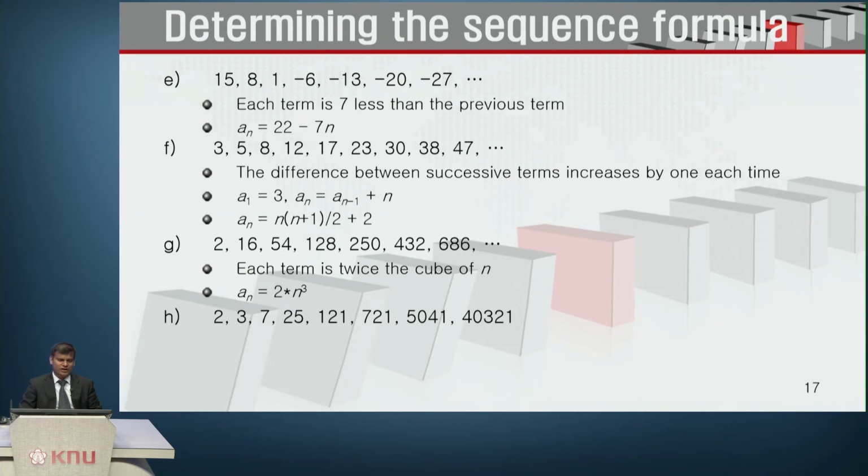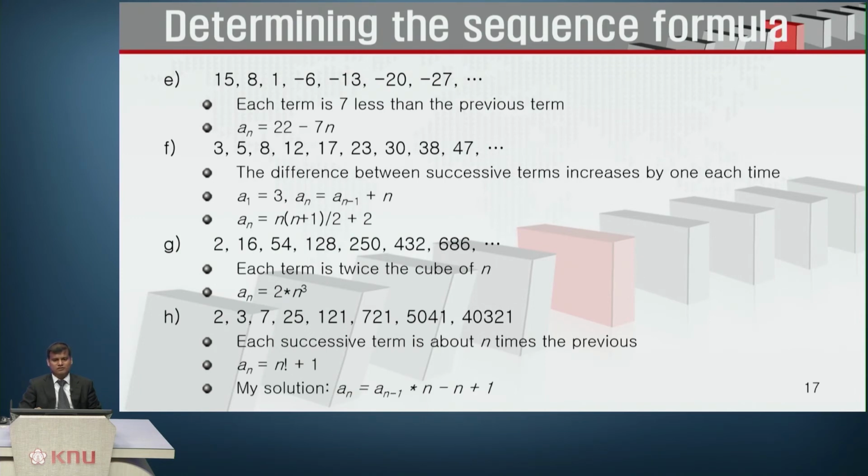Right. Then you have 2, 3, 7, 25, 121, 721, 5041 and so on. How about this one? Here each successive term is about n times the previous. So that's a sub n is n factorial plus 1. Or you can say a sub n is a sub n minus 1 times n.